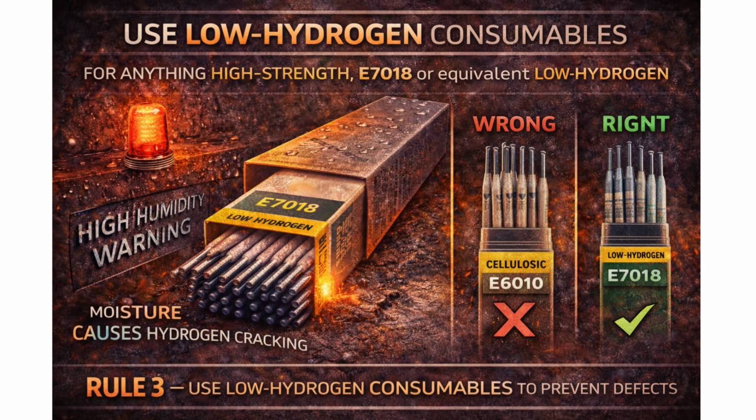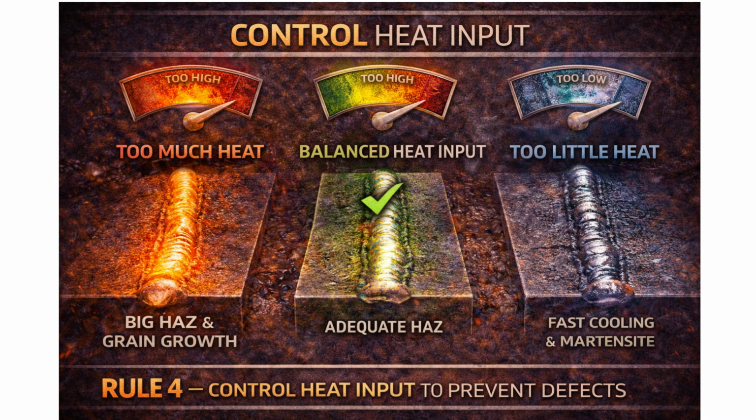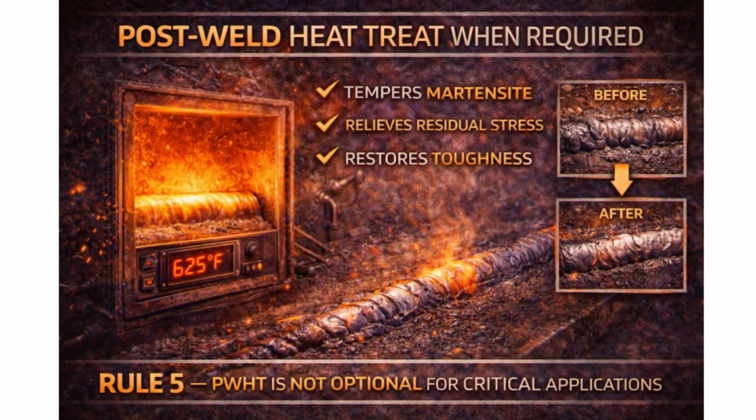Rule 3: use low hydrogen consumables. For anything high strength, A7018 equivalent low hydrogen electrodes are your best friend. Rule 4: control heat input. Too much heat equals big HAZ and grain growth. Too little equals fast cooling and martensite. Find the balance. Rule 5: post-weld heat treat when required. PWHT tempers martensite, relieves residual stresses, and restores toughness. It's not optional for critical applications.